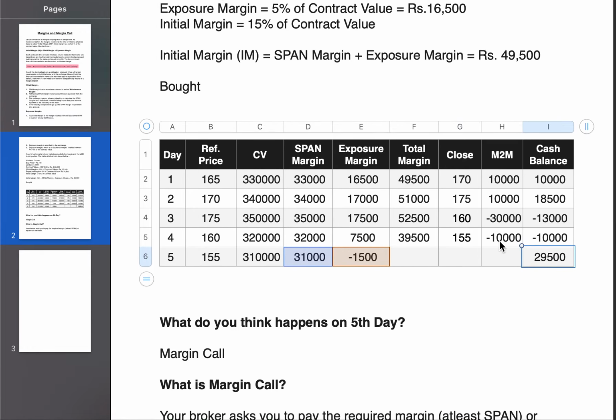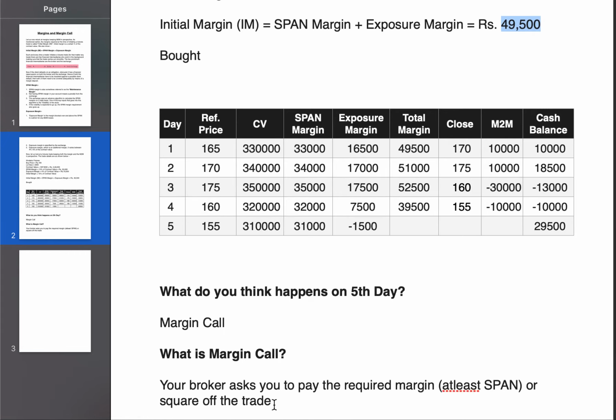Alright, now look at this. I paid 49,500 rupees as an initial margin. However, my trade didn't go as I expected, and I got a margin call. My broker asked me to pay the required margin, which is at least span, or square off my trade. I ask him to square off my trade, and he squares off my trade, and he gives me back 29,500 rupees. As a result, I have lost about 20,000 rupees if I compare it to the margin I gave.